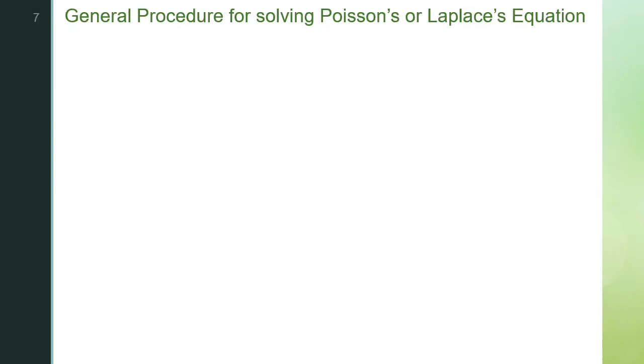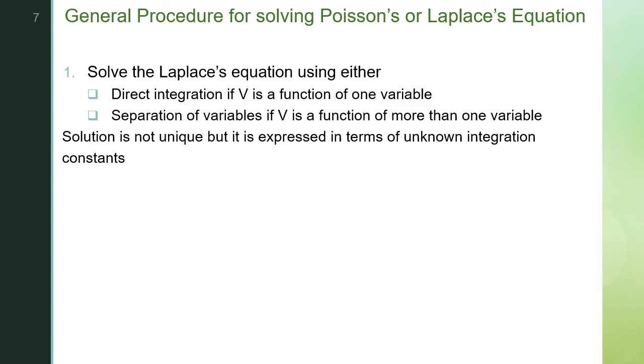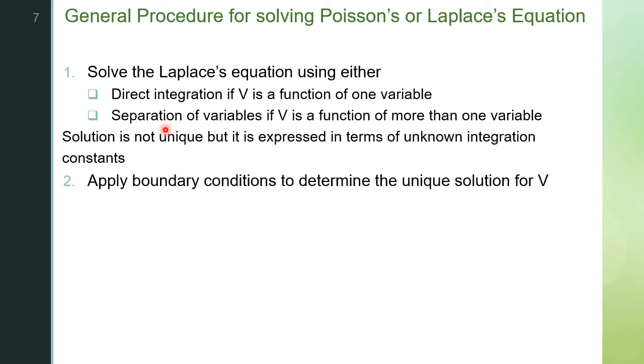Now, we'll see the general procedure in solving the Poisson's and Laplace equation. So, we have got the equation del square V equal to 0. This equation can be solved either using direct integration if V is a function of only one variable, or we should separate the variables if V is a function of more than one variable. After getting the solution, it will have certain unknowns called the integration constants. For determining the value of integration constants, we'll apply the boundary conditions. On applying it, we'll get a unique solution for V.